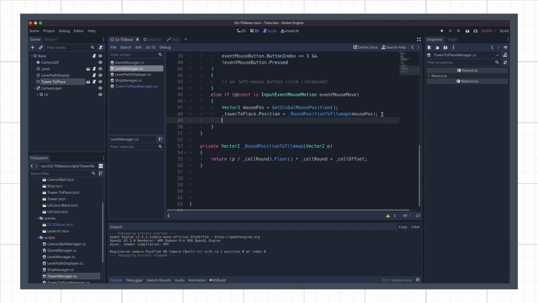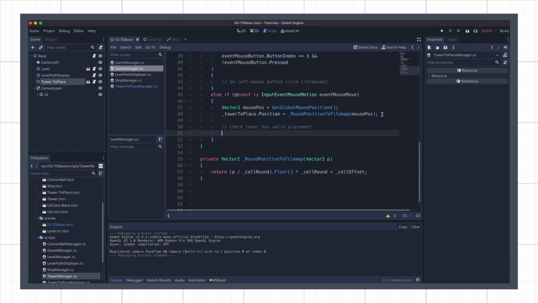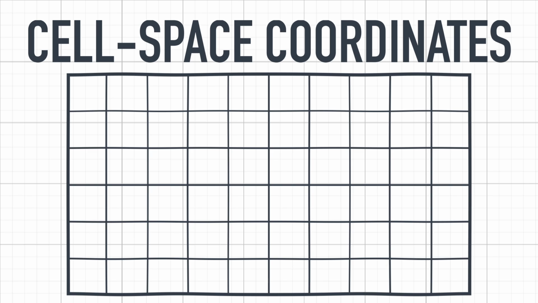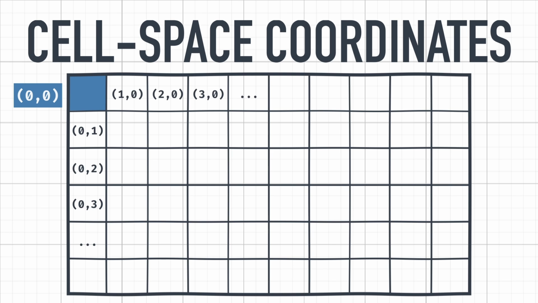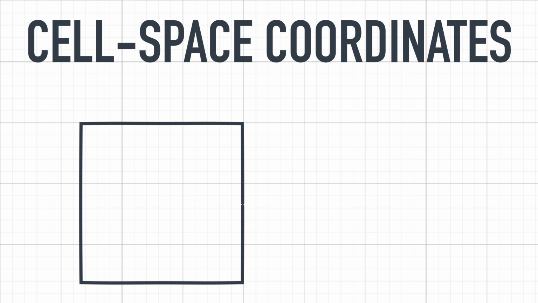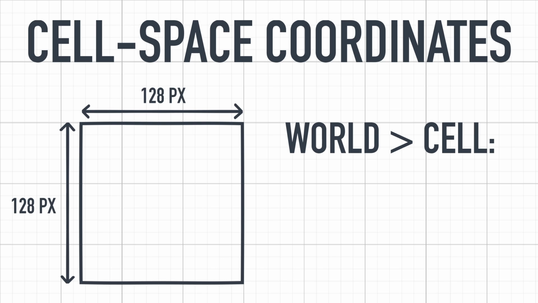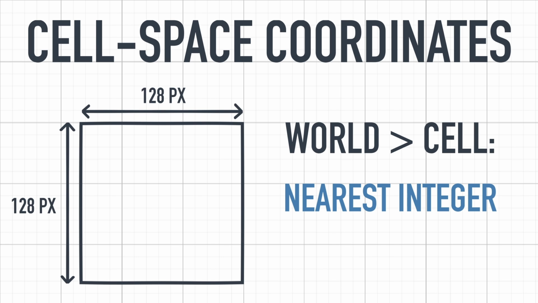To know if our current target position is okay or not, we are going to proceed in two steps. First, we'll convert our rounded coordinates from the world space to the cell space. Remember that those are integer values that start at 0, 0 in the top left corner and then increment steadily along the X and Y axis for each tile in our tilemap grid. For example, in my case, since my tiles are 128 by 128 pixels, the cell coordinates will be the nearest integer value of the world coordinates divided by 128 on both axes.